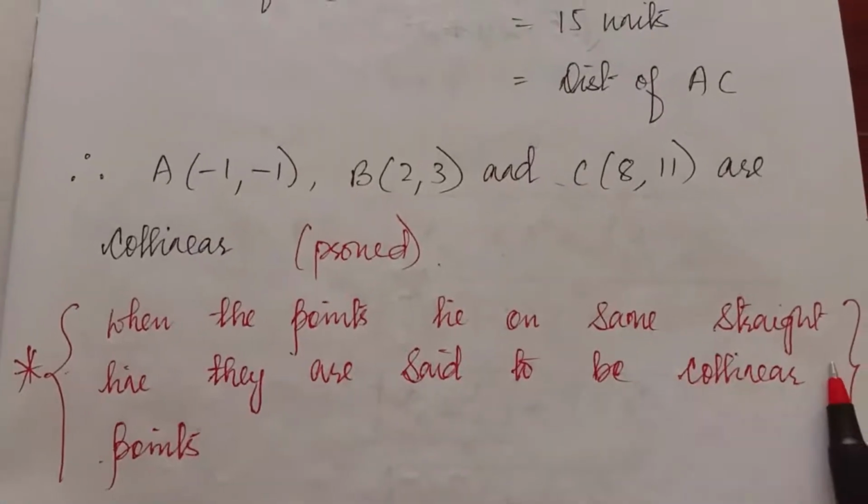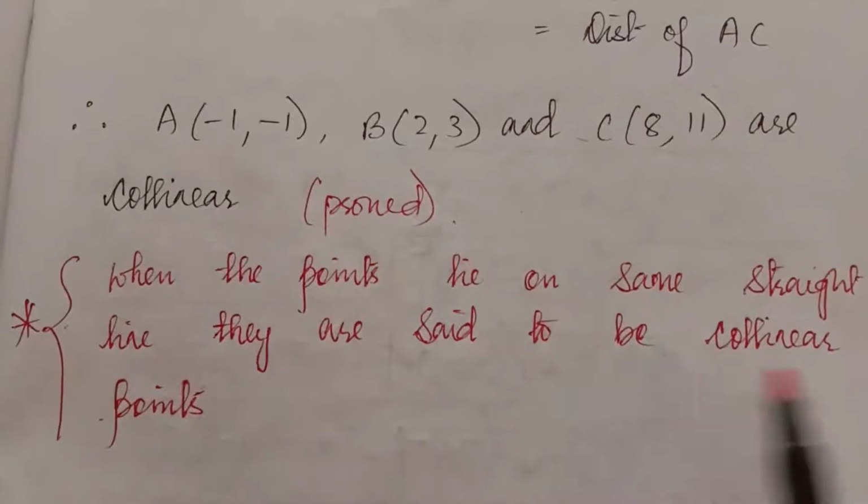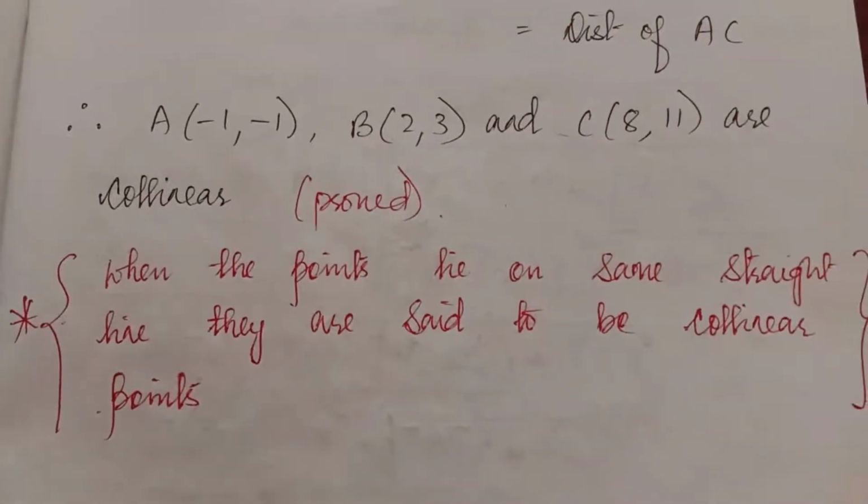So here is the definition of collinear points. When the points lie on the same straight line, they are said to be collinear points.